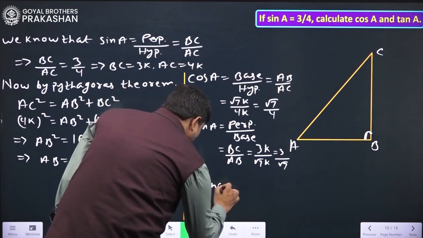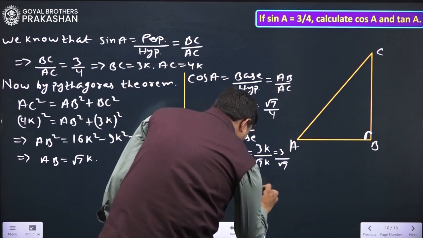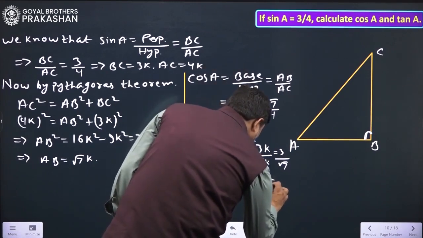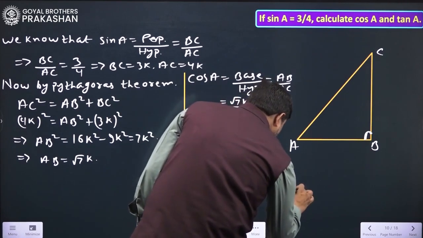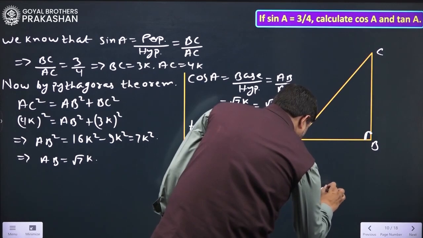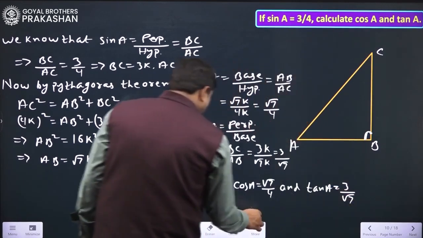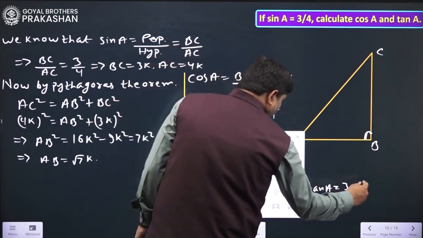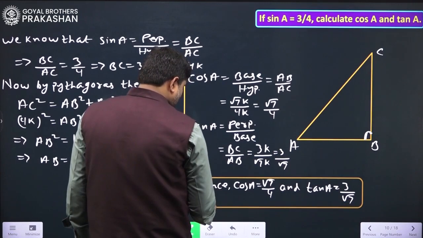Hence, cos A is equal to square root of 7 by 4, and tan A is equal to 3 by root 7. So this is the final answer.